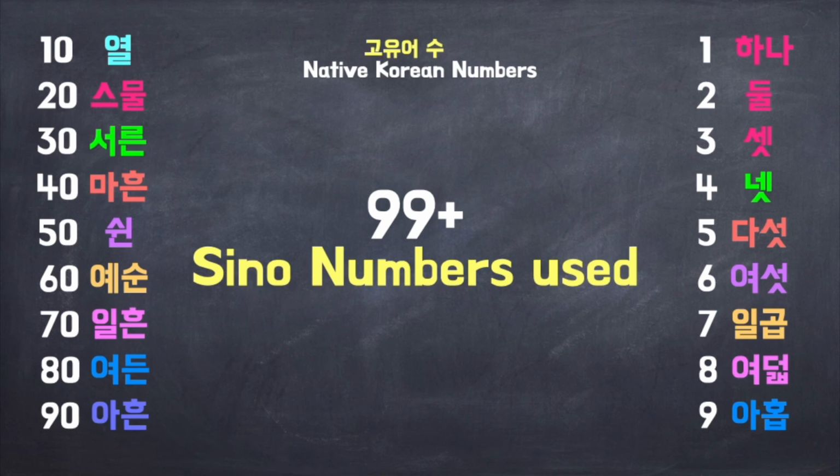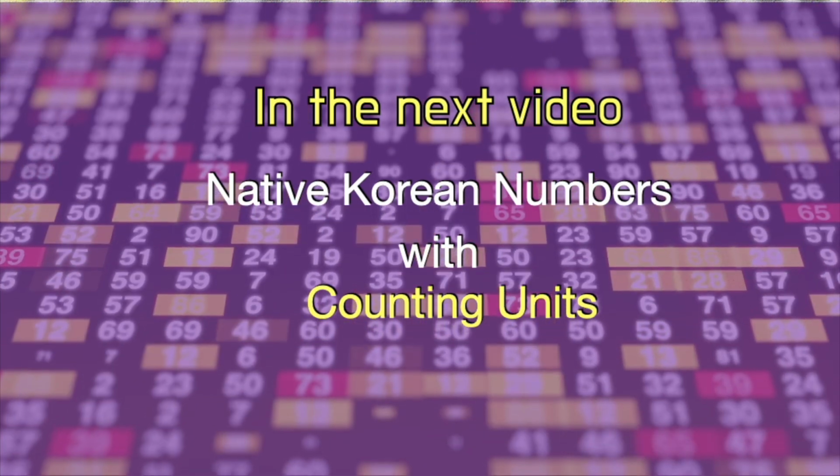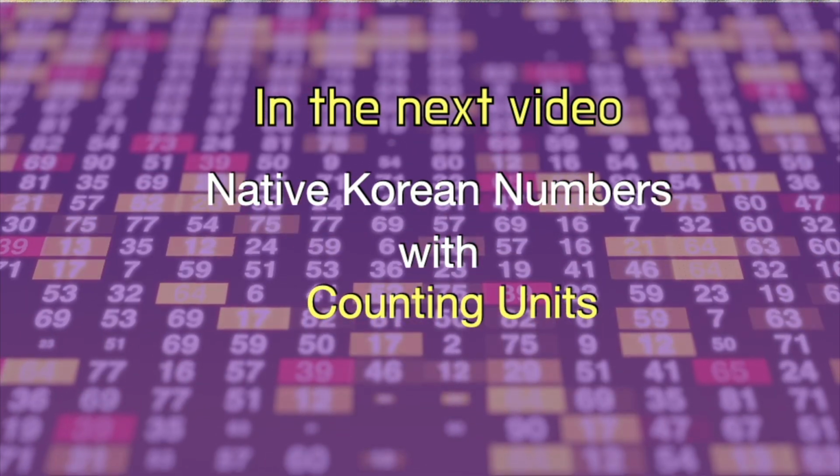That's grammatically perfect. Okay, in this video, I was talking about how to read native Korean numbers 1 to 99, but there is an important rule when some native numbers meet counting unit. That's what I'm going to cover in the next video.